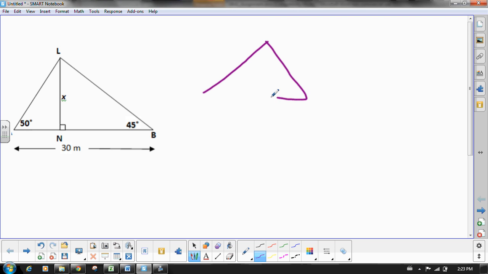My artistic skills are not that good. So this is the 50. This is the 45. And then we know this is 30 in terms of that answer. So we have these values.